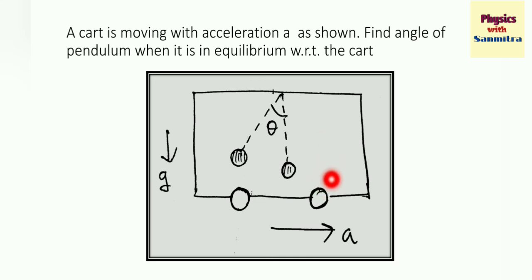He or she will see that this pendulum is making an angle. It is at equilibrium. This pendulum is at rest with respect to this observer. But to an outside observer, this pendulum is also moving with an acceleration a. So with respect to the cart, equilibrium, this phrase is very important. Okay, now I think you can get the idea how to do this.